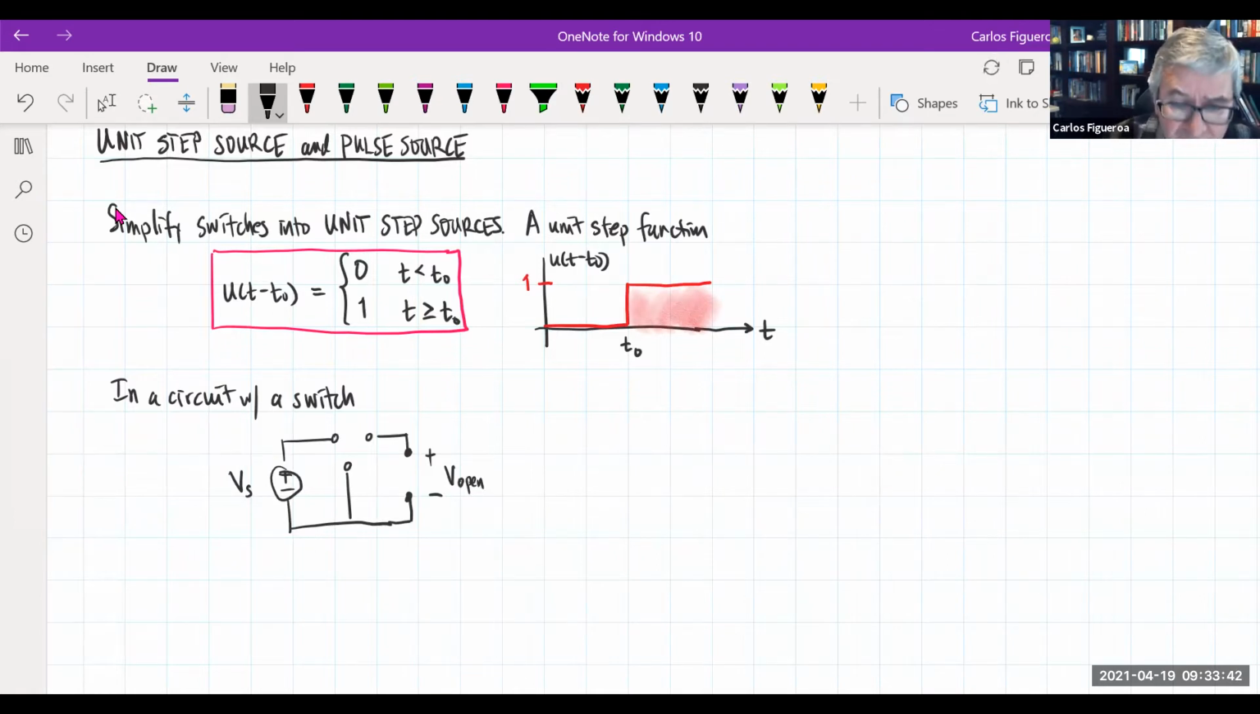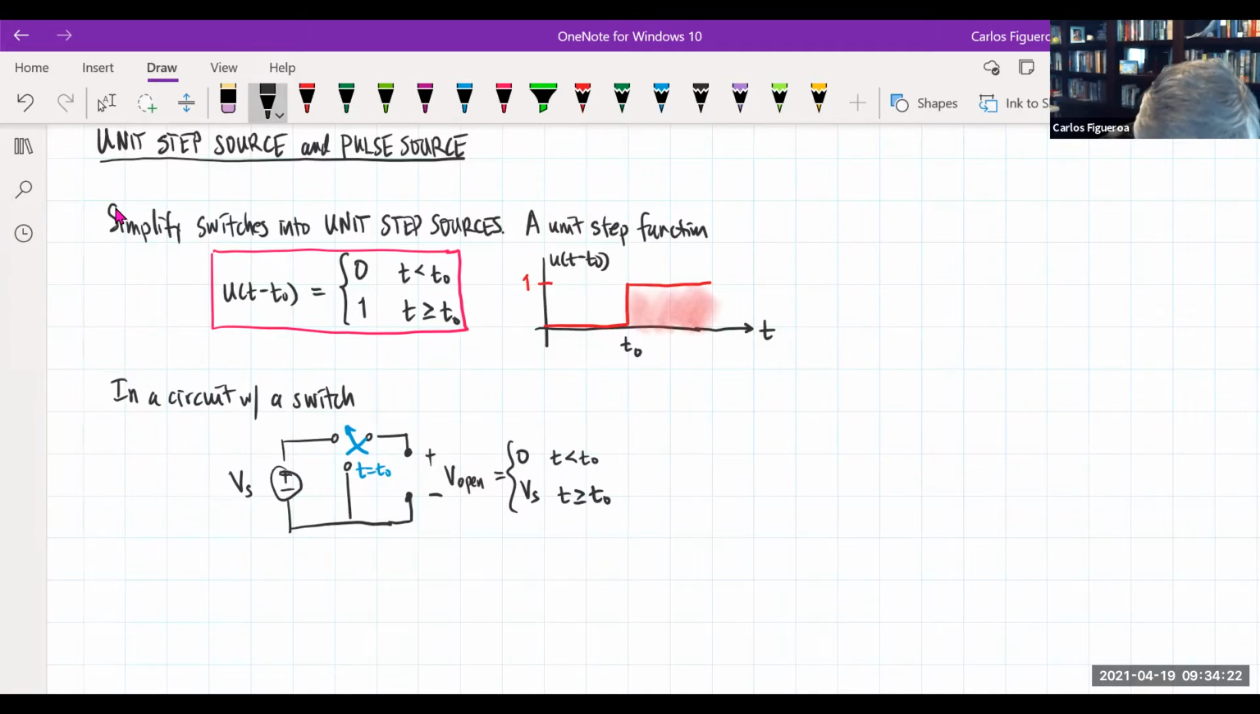And you could imagine that I have my switch right here. If my switch is in this position and then it moves in that direction at t equal to t naught, then I can replace this with either a 0 or a value for the voltage source. So this is for t less than t naught, and this is for t greater than or equal to t naught.